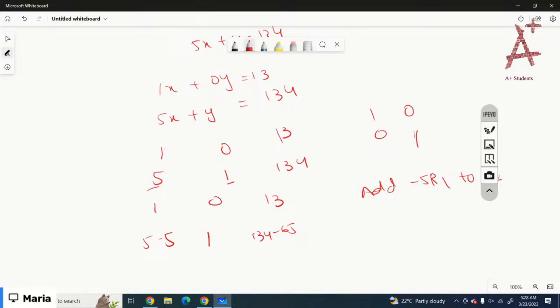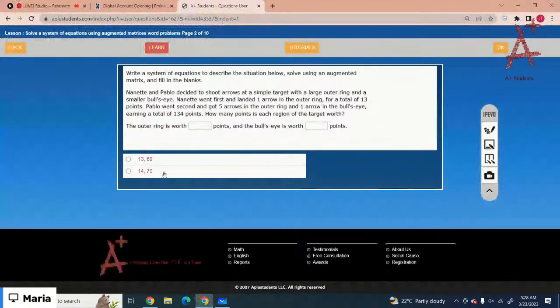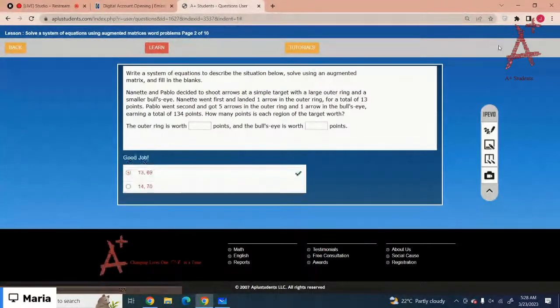69. Got it? So it would be then 1, 0, 13. 5 minus 5 is 0, 1, 69. So that means the solution of the equations is 13 and 69. Got it? Because the matrix is 1, 0, 0, 1, the solution is 13 and 69. So that would be the solution of the equations. Got it?